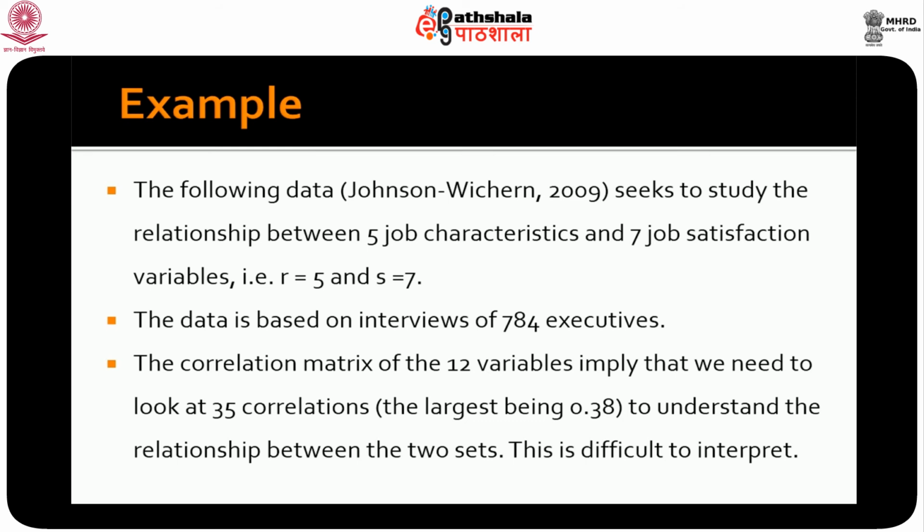And these questions are posed to 784 executives. From these 784 executives on these 12 variables, our matrix comes out as follows. We can see this, and if you look at the 2 off-diagonal blocks, you can see that they give us the correlations between each of the variables from the first group with each of the variables of the second group. There are 35 of these observations, and the largest one of them is 0.38. It's not very easy to comprehend how these two groups are related, and therefore we will try a canonical correlation analysis on this.